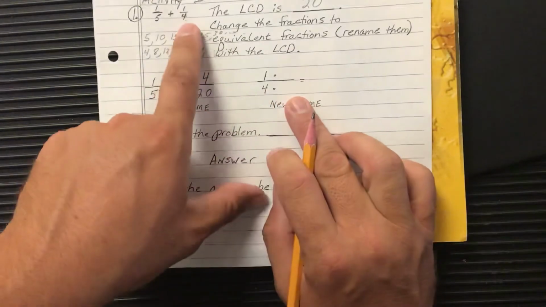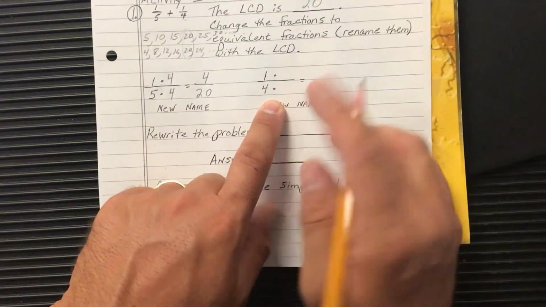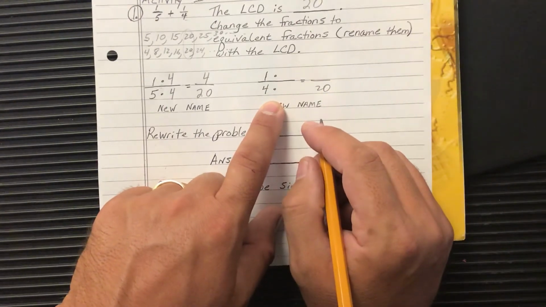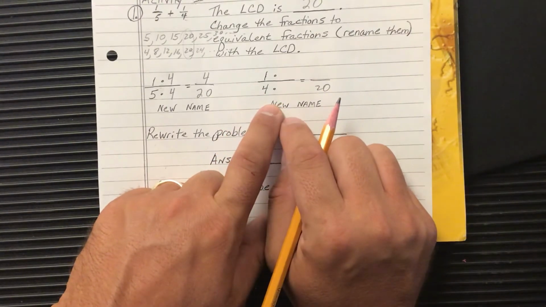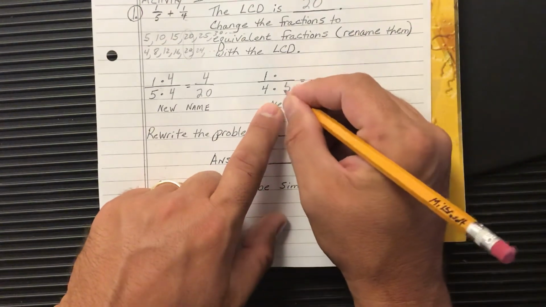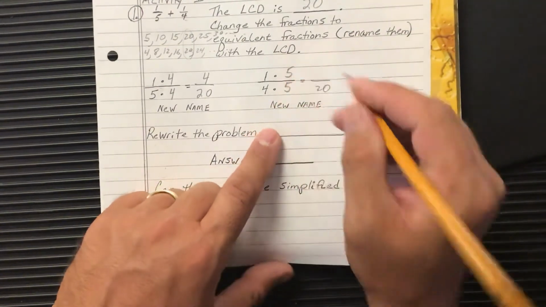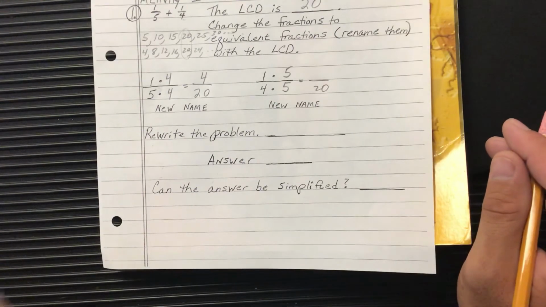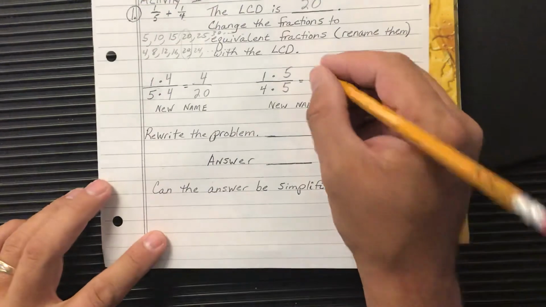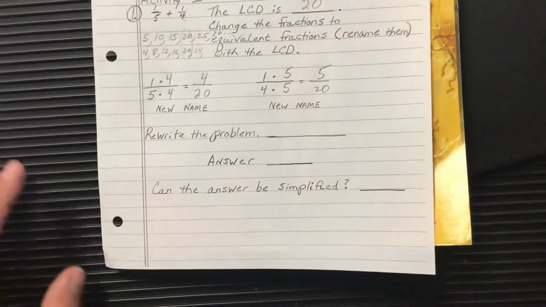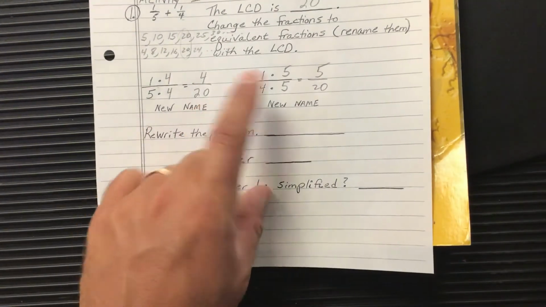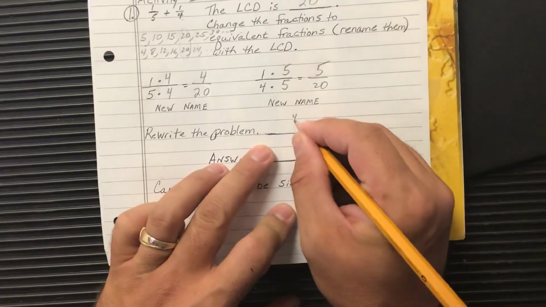Okay, so looking at the second fraction, 1/4. Remember, I'm trying to get 20 on the bottom. 4 times what is 20? 5. And I got to do it to the top and the bottom so it doesn't change my fraction. So what's 1 times 5? 5 is correct. So now I'm going to rewrite the problem with my new fractions. So I have 4 over 20 and I have 5 over 20.